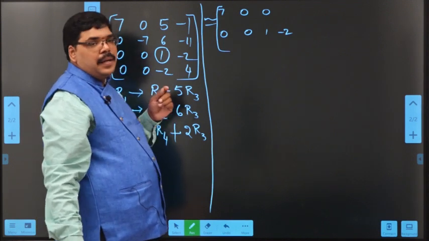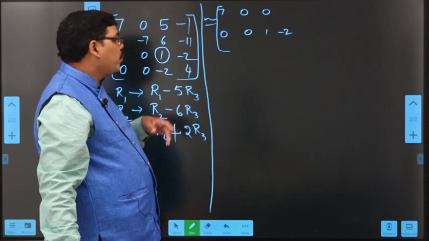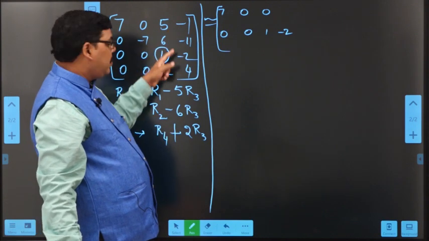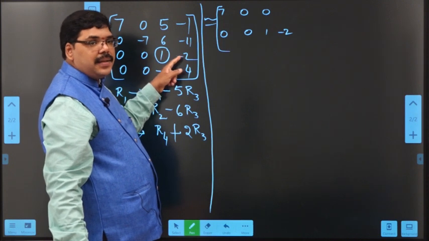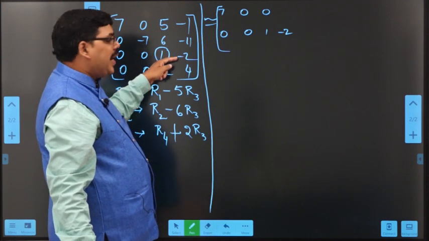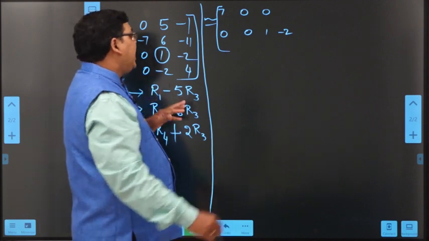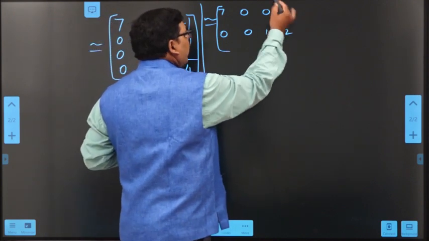minus 10. Minus 1 is here. You are multiplying this with 5. So it will become minus 10, minus 1, minus of minus 10, plus 10. 10 minus 1, 9.